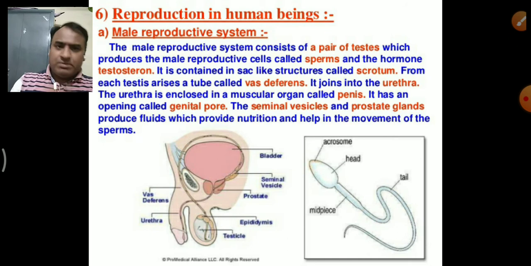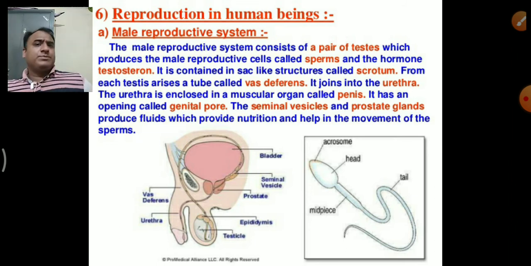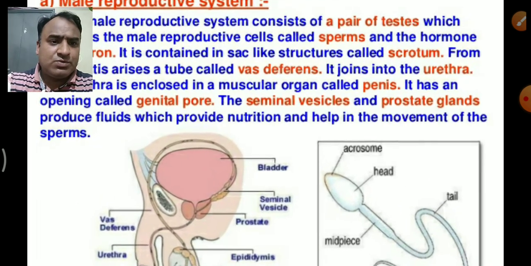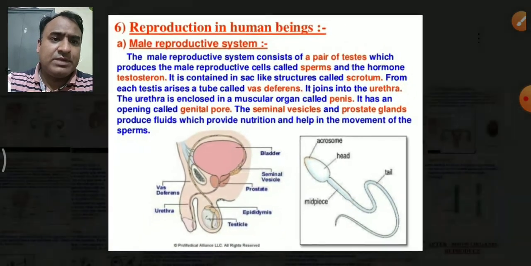In the case of animals, there are sex organs. In the male reproductive system we basically focus on the testes, and testes produce sperm, which is the male sex cell. That sperm passes through the vas deferens into the urethra, and the urethra is a common passage for both urine and sperm, for the removal of sperm, and the sperm enters the vagina. The seminal vesicle and prostate gland, these two glands, play a very important role.